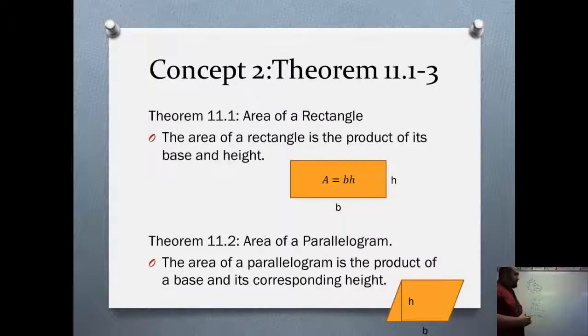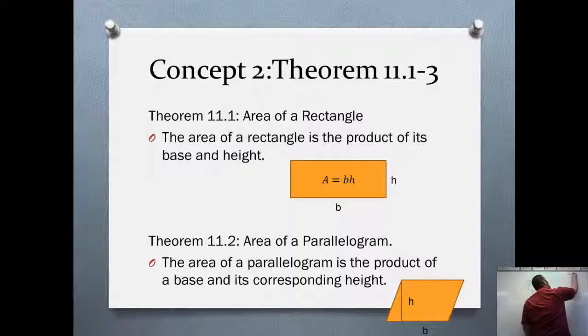But using this idea, we could actually find the area of a rectangle. We can find the area of a parallelogram. We can find the area of a triangle. And that's what the next 3 theorems are, is just giving us 3 new tools to find the area. So, it might not be a bad idea to write down somewhere all the formulas.